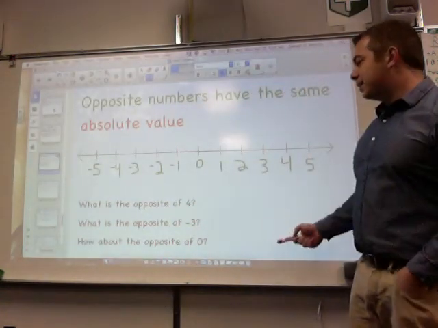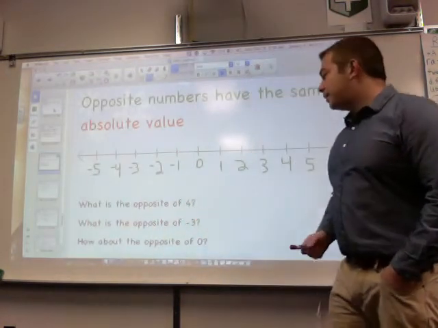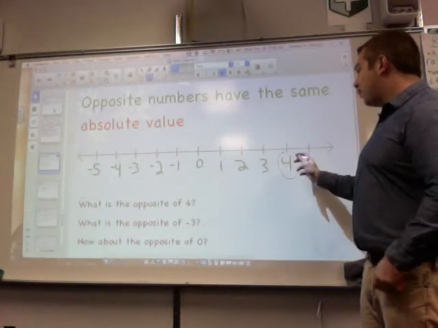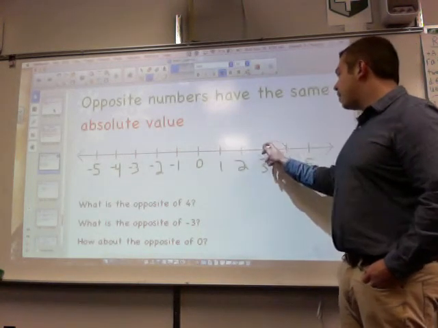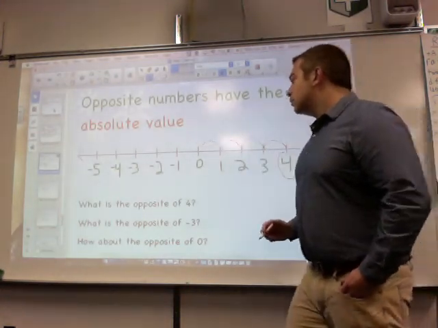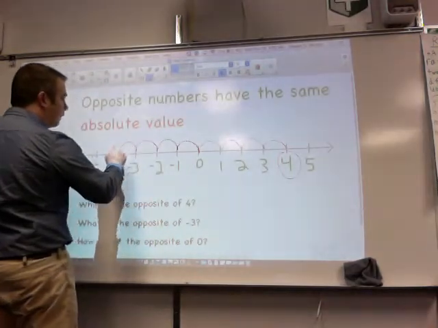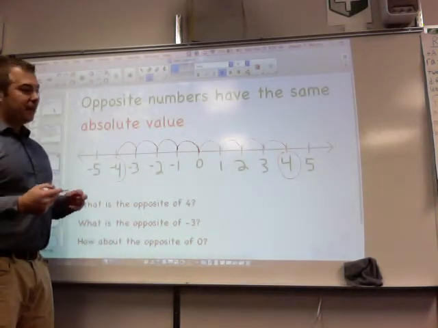So some other key things to know when you're dealing with absolute value is opposites. So what is the opposite of 4? Well, 4 is right here. 4 is how far away from 0? 1, 2, 3, 4 hops. The opposite is 4 hops away from 0 on the other side. 1, 2, 3, 4. It's negative 4. So the opposite of 4, in terms of math, is negative 4.